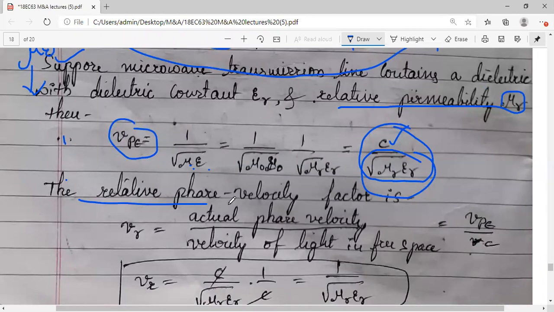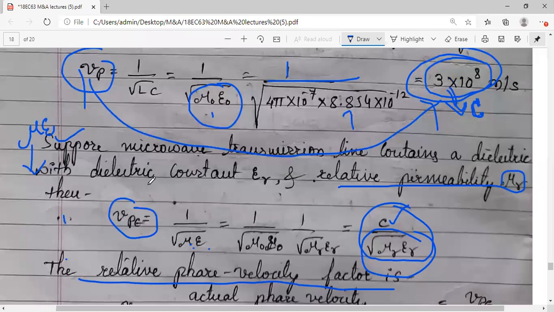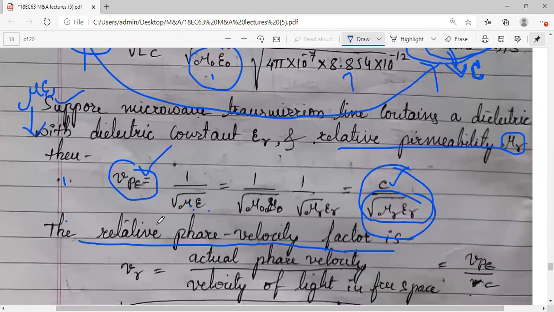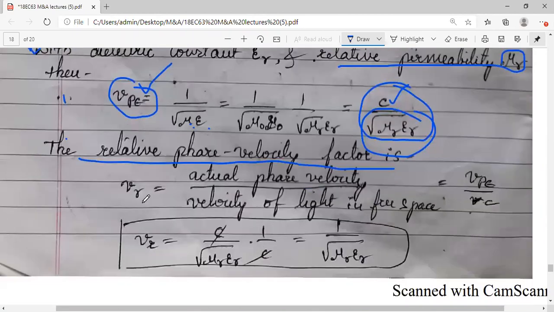Now, how do you define relative phase velocity factor? The term relative comes into the picture here. So we take the ratio of two different velocities. What is the value we know for air? What is the value we know for a general medium? If we take the ratio, we will get the relative phase velocity factor.